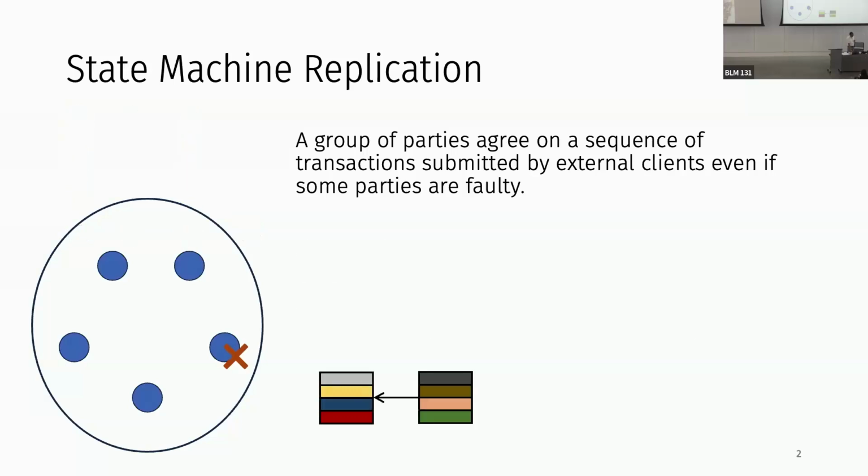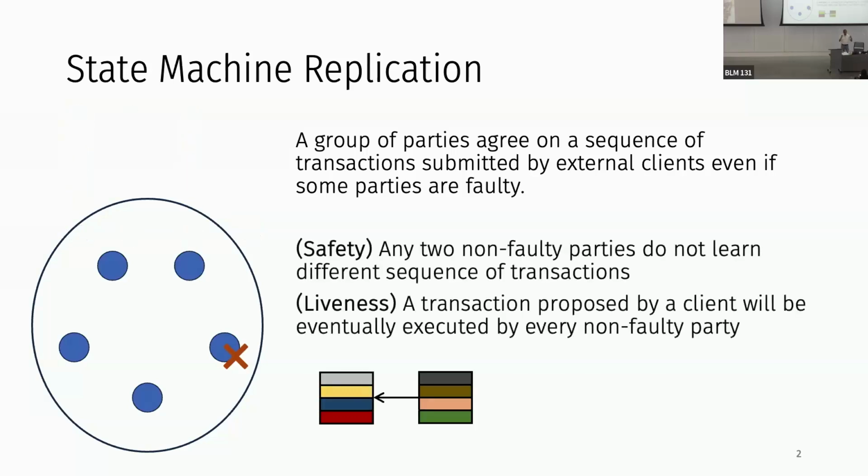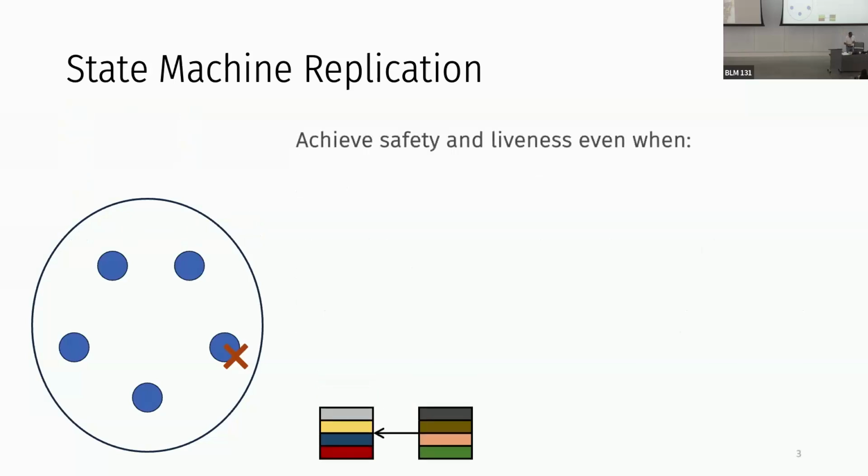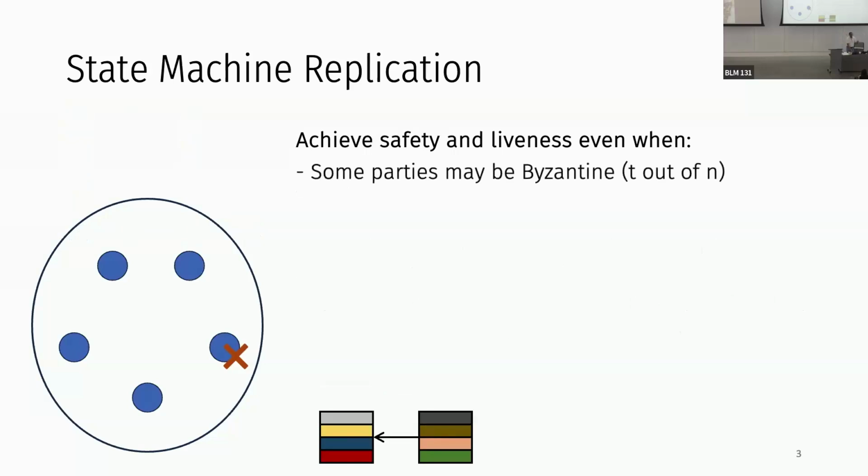There are two key properties that we are looking for, safety and liveness. Safety says that two non-faulty parties do not disagree. And liveness says that a transaction proposed will eventually be executed. So we want to achieve both of these properties, safety and liveness, even when some of these parties may be Byzantine. So let's say up to t out of n parties are Byzantine.